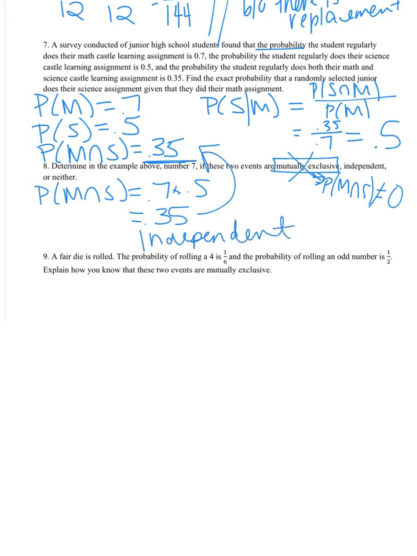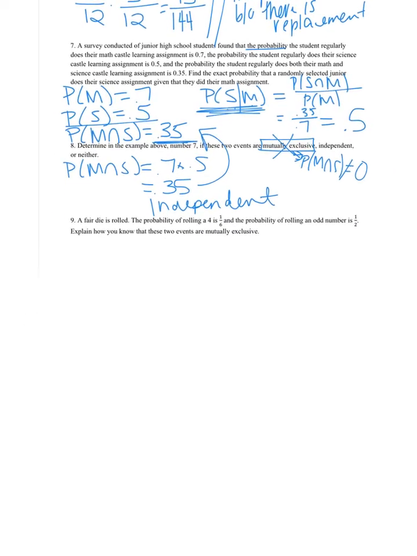Okay? Which you can look at here too. Think about it. If the probability that they did their science, given that they did math, is the same thing as the probability of them doing science, then them doing their math has no influence on whether or not they also did their science. Okay, so these events are independent. The probability of one has no effect on the probability of the other.